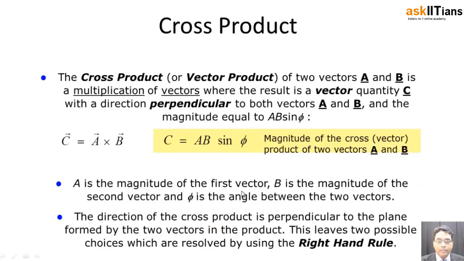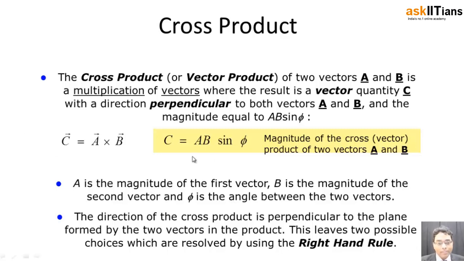Now if we have to go further, the cross product, or vector product as it is commonly known, of two vectors A and B is a multiplication of vectors, but the result is a vector quantity C. That's what I mentioned. Its direction is perpendicular to both the vectors A and B, and the magnitude is equal to AB sine phi, where phi is the angle between the vectors A and B. The orientation, that is from which direction to which direction you are traversing the angle phi, defines the direction of the vector C. That is whether you are coming from A to B or from B to A. That is very, very important.